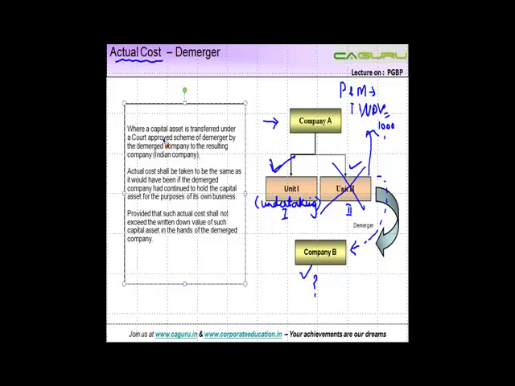Let's read the explanation. Where a capital asset, as pointed out a number of times, it has to be a capital asset, is transferred under a court-approved scheme of demerger by the demerged company to the resulting company. So this company which is transferring the unit is called the demerged company. And this company which is receiving is called the resulting company.